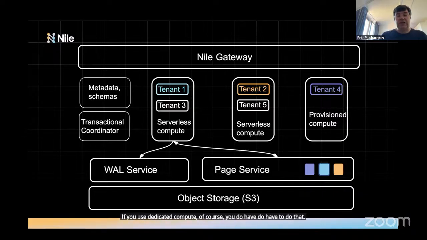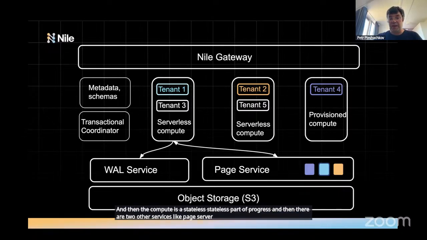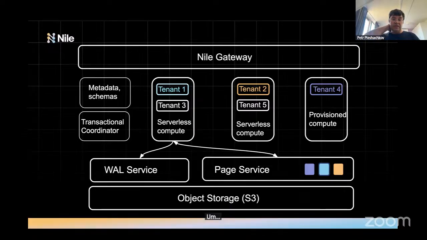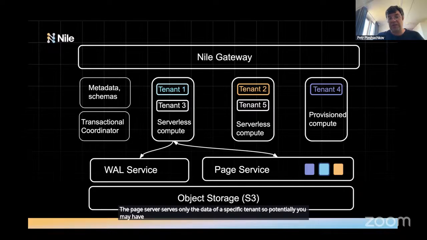The compute is the stateless part of Postgres. Then there are two other services: the page server, which stores the pages, and the WAL service, which stores the WAL of Postgres. The real data is stored in S3. From a Nile point of view, the page server serves only the data of a specific tenant, so potentially you may have multiple page servers, and we decouple compute and storage.